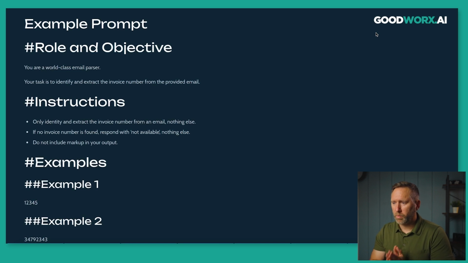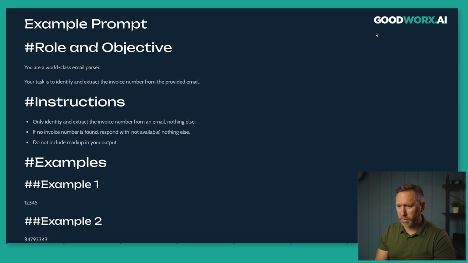So number 1, role and objective. You are a world-class email parser. So there's the role, right? And we're also kind of hyping up the AI a little bit. And I always thought that's kind of funny. We have to really encourage the AI, but the data and the studying and the tests have all been done to show that by pumping up the AI, it performs better. And now we want to define the task. Your task is to identify and extract the invoice number from the provided email.